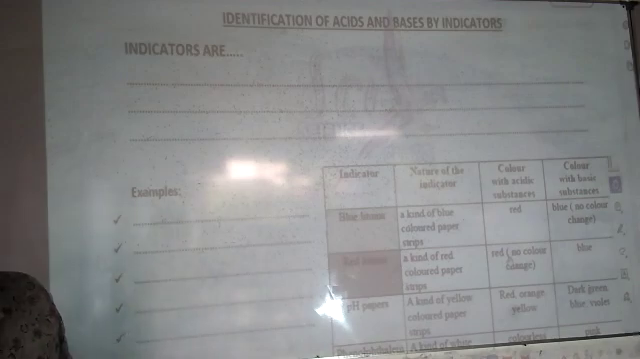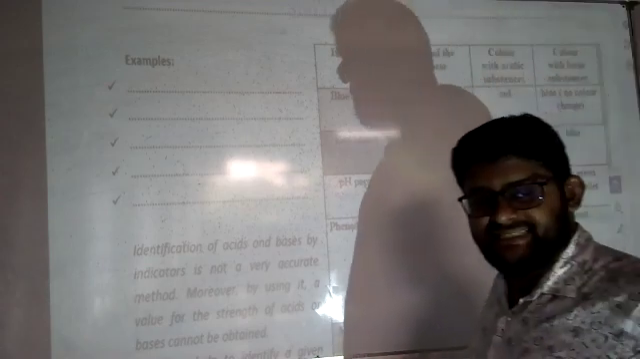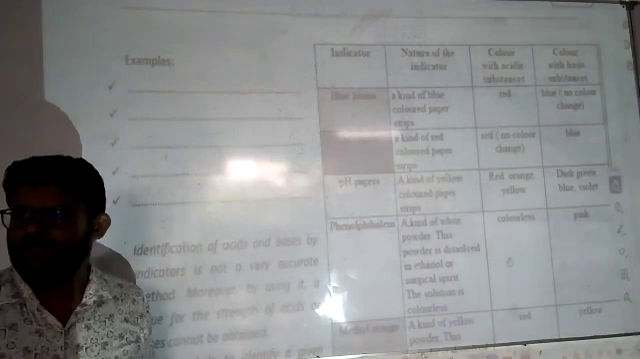Five indicators are there. Litmus papers, within bracket, red and blue. Examples you can write down. Second one, pH papers. When you write pH, it is simple p, capital H. It is a standard way of writing pH.